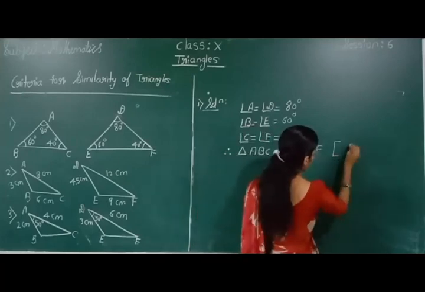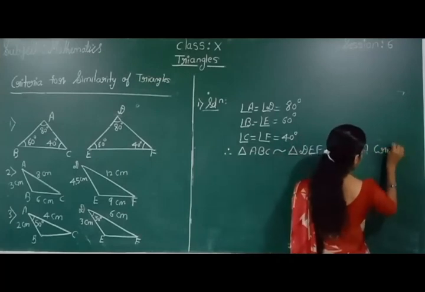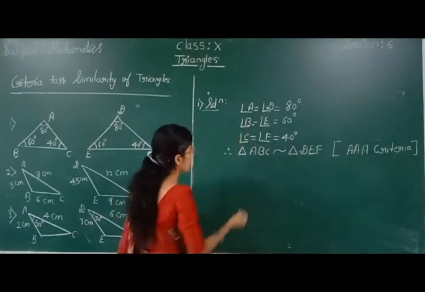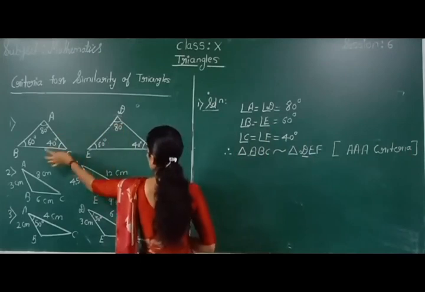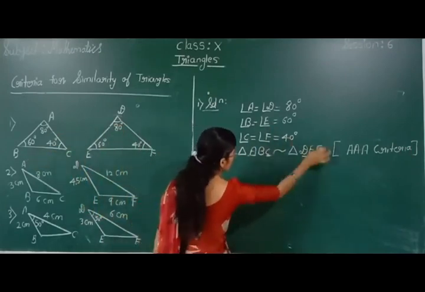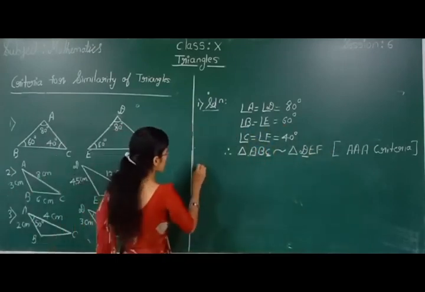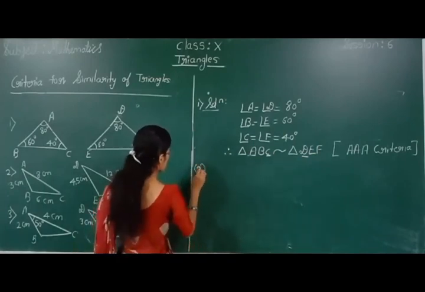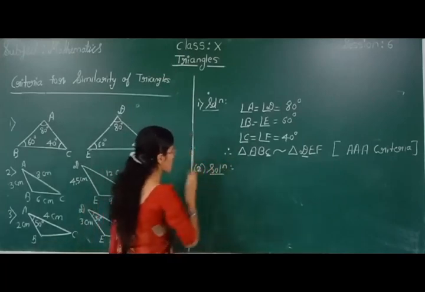It will follow the angle criteria for similarity of triangles. Yes or no? See here, angle A corresponds to D. Angle A and angle D are same. Angle B corresponds to angle E. Angle C corresponds to angle F. These two triangles are similar. Next we will see the second one, whether these two triangles are similar or not.